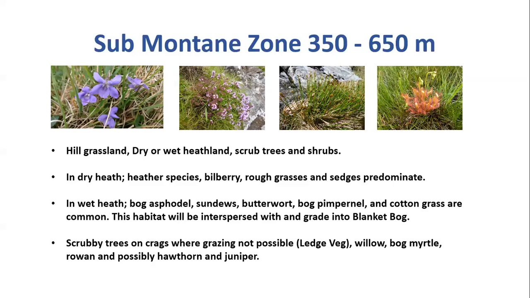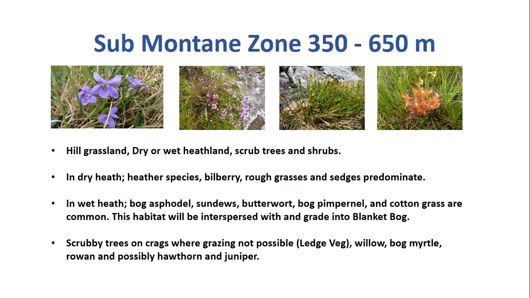And when it gets wetter, and we get wet patches, maybe in a little hollow or a little saddle or a wetter patch, then we're going to find bog asphodel, sundew, butterwort, bog pimpernel, cotton grasses. That's the big fluffy one. We're going to look at all of these in a minute. And this habitat will be interspersed with and gradually grade into blanket bog. So blanket bog is a wet habitat in this zone that's very, very wet. So it changes even more.